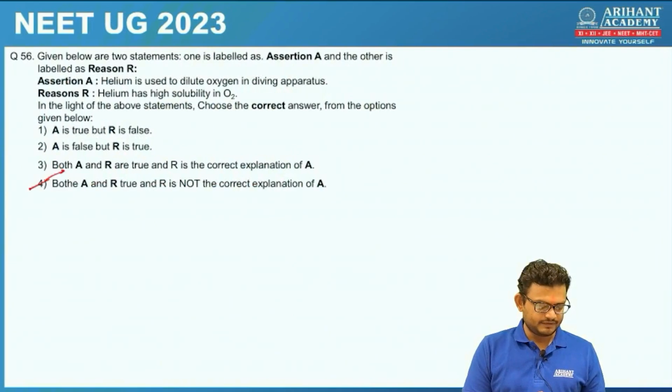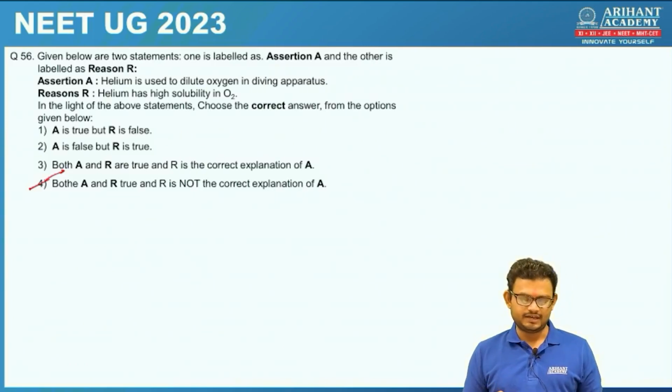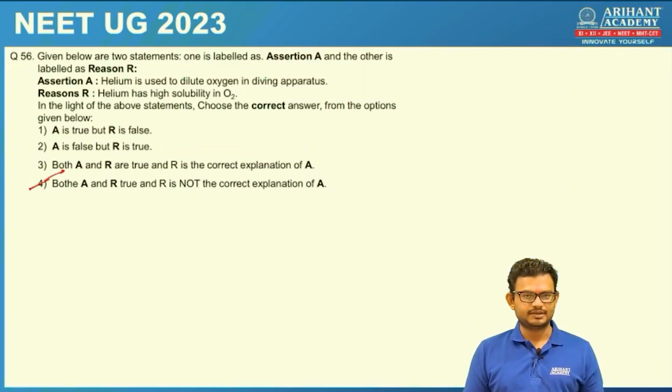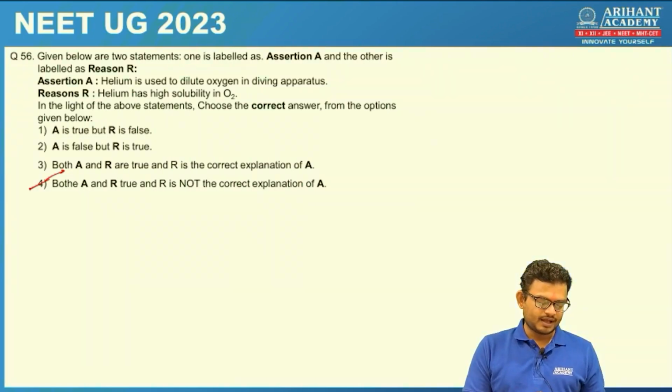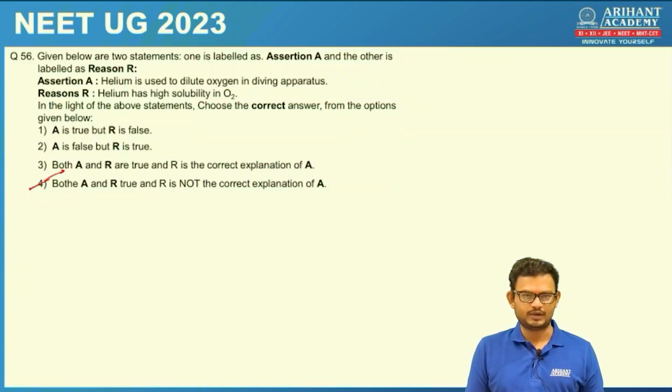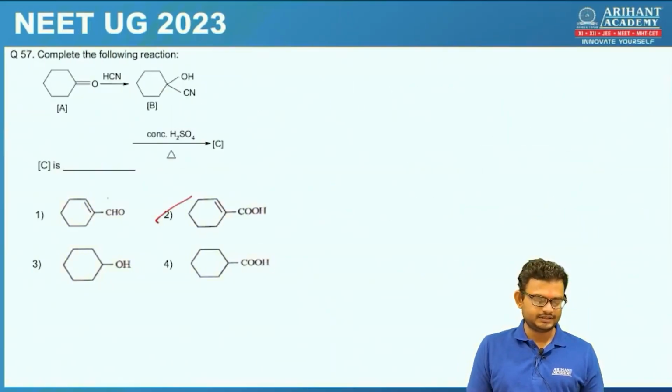They say given below are 2 statements. Let us see the statements. Helium is used to dilute oxygen in diving apparatus. Definitely this is an application of Henry's law, and the reason they say helium has high solubility in oxygen. This is also a sensible reason. The thing is, statement A and the second statement, both of them are correct, but the reason given is not the explanation for the assertion, and so the correct option would be 4th one. Let's move to the next question.